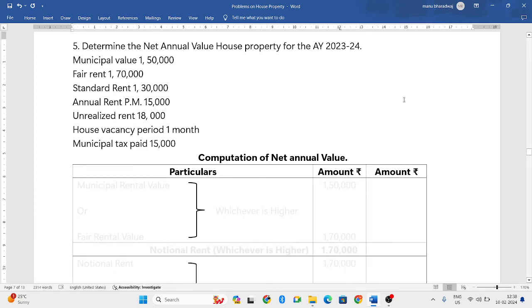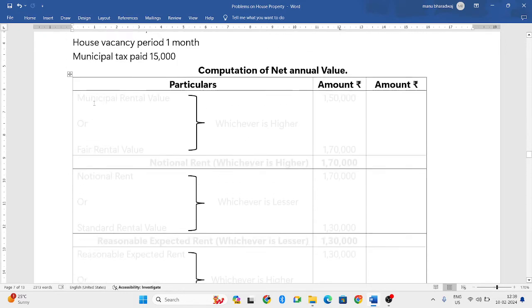In this particular video, we'll solve one more problem related to income from house property. Determine the net annual value. So NAV we have to calculate. Municipal value they have given. Fair rental value they have given. Standard rent they have given. Annual rent 15,000 per month. Unrealized rent 18,000. House vacancy period was 1 month and municipal tax paid is 15,000. So let us calculate the problem.